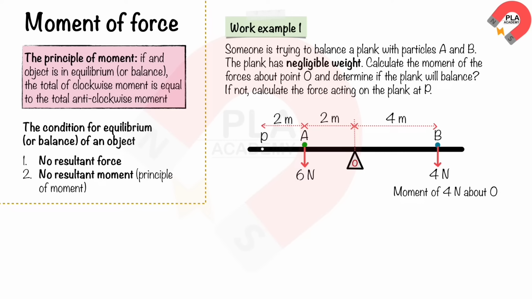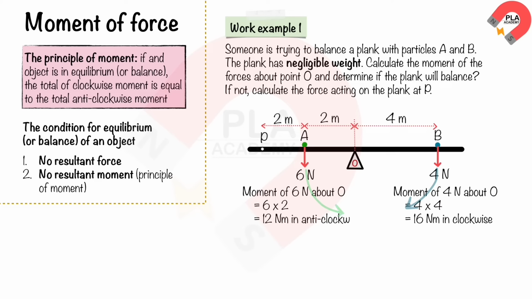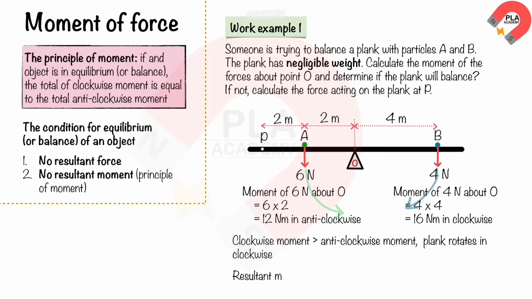Calculate the moment of the 4 newtons force about point O, which is 4 times 4 is equal to 16 newton meters clockwise. Calculate the moment of the 6 newtons force about point O, which is 2 times 6 is equal to 12 newton meters anticlockwise. Since the clockwise moment is greater than the anticlockwise moment, the plank will rotate clockwise. Resultant moment equals 16 minus 12 is equal to 4 newton meters.